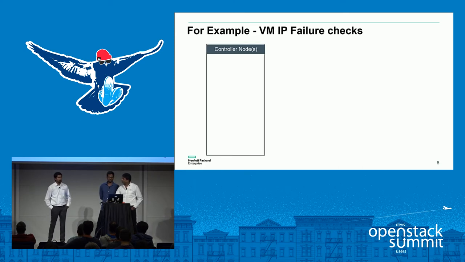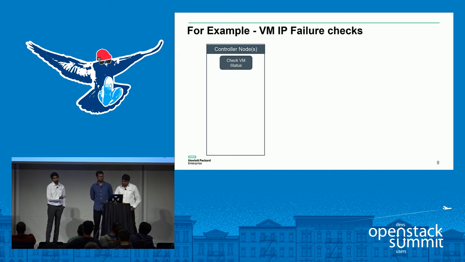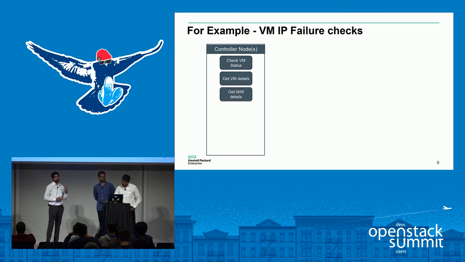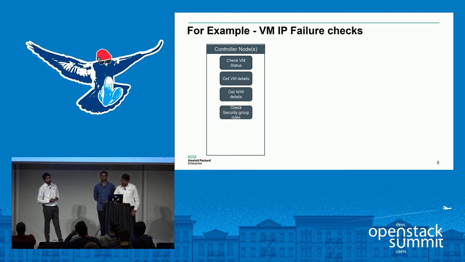The first thing is we'll do some set of tasks in the controller node. First, as Vinaraso said, we'll get the VM details. We will check the VM status, which is obvious, that a VM should be active. Then we get the VM details, which have all the hypervisor information, network information, the network ID and the IP address assigned to the VM. We store all the information in JSON.